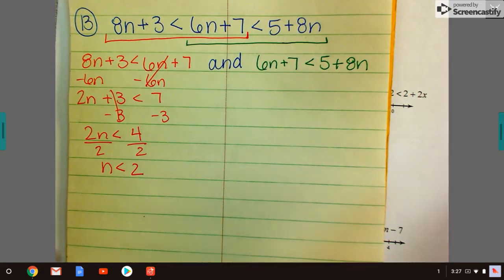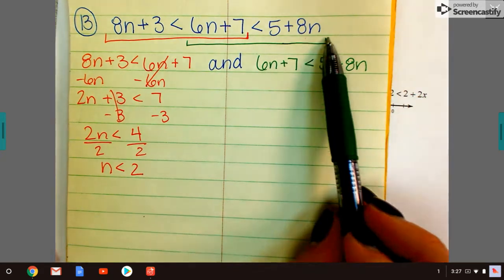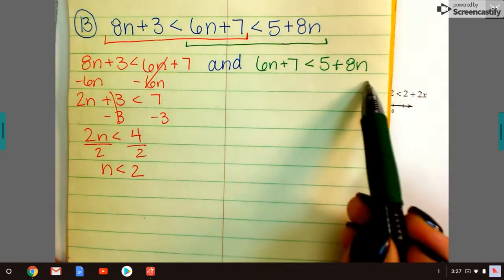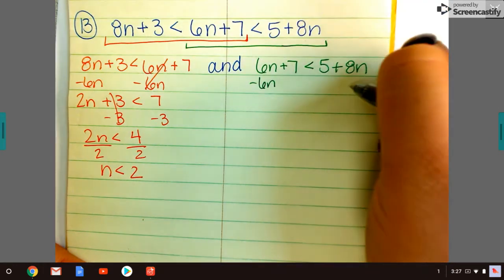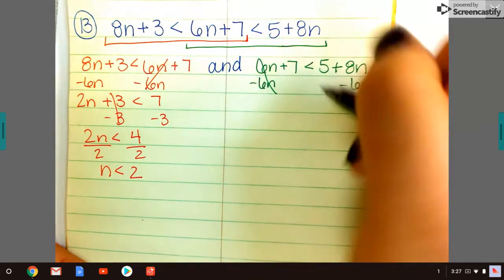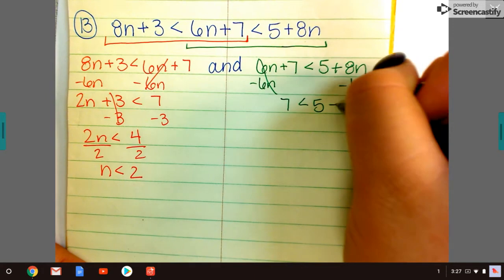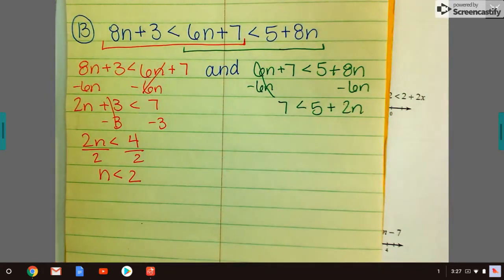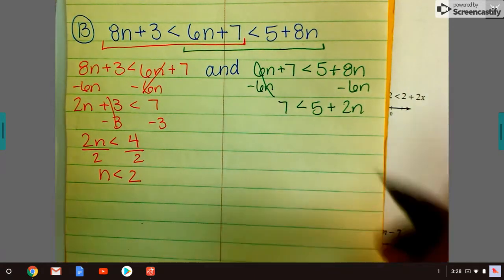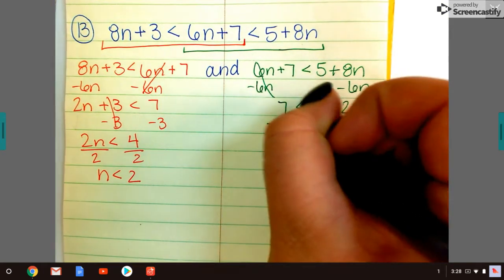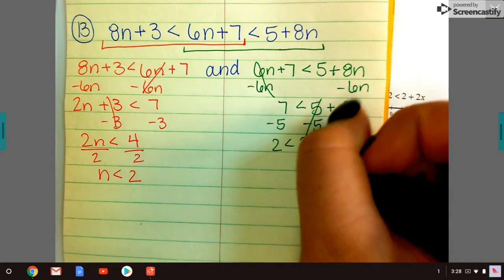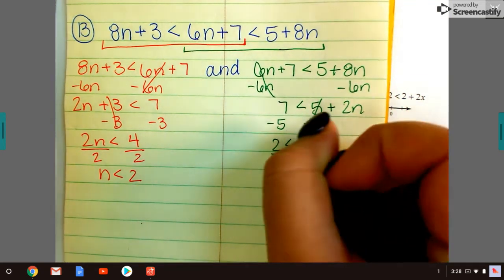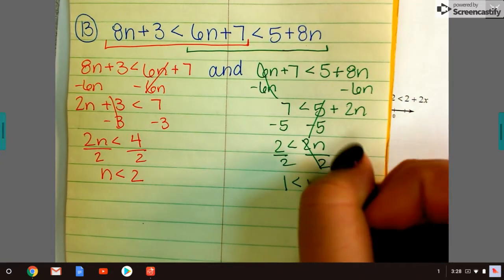On our right portion, we have different steps we need to follow because there's different stuff going on. So if we separate it out, let's get all of our variables to the same side by minusing 6n from both sides. On my right, I now have 5 plus 2n. And then a normal two-step equation from here: take away the number without the variable first, and then divide to solve. So 1 is less than n.